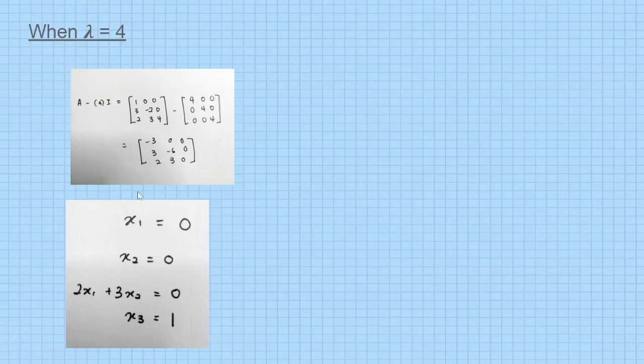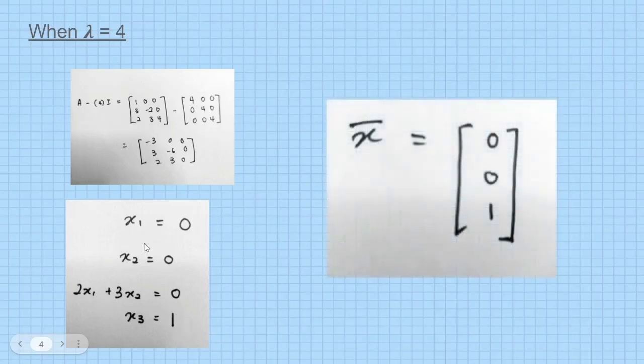According to the third row of this matrix, we get the equation 2x1 plus 3x2, which has no x3. We cannot find the value of x3, so we assume that x3 is a free variable and we set it to 1. So the eigenvector of this eigenvalue, which is lambda equal to 4, is [0, 0, 1].